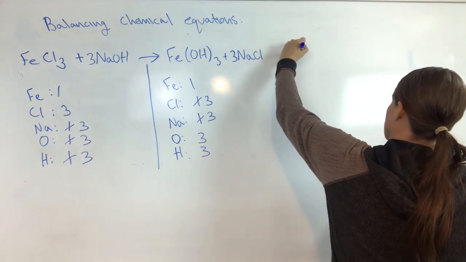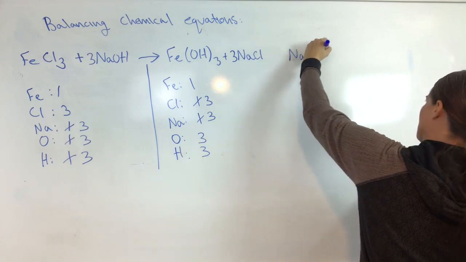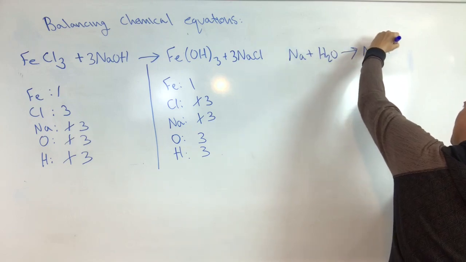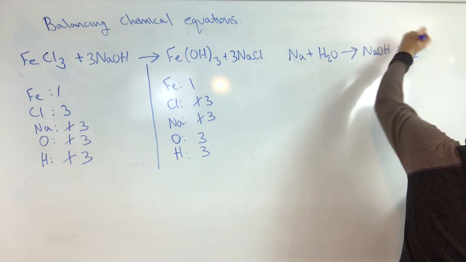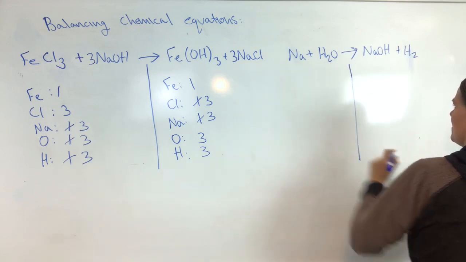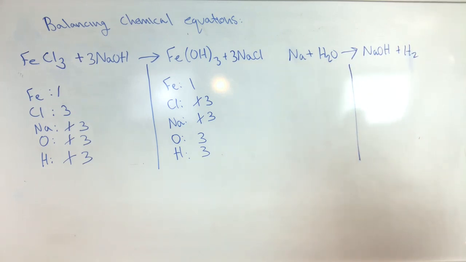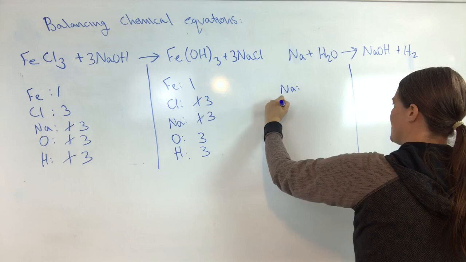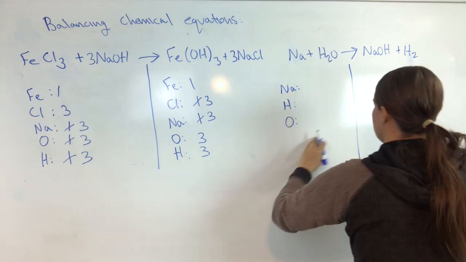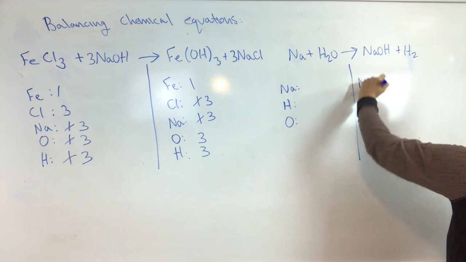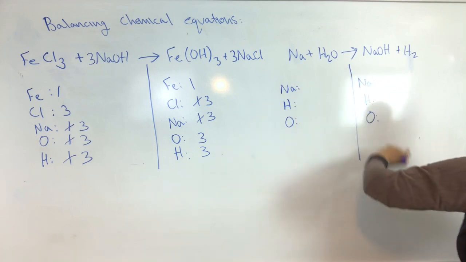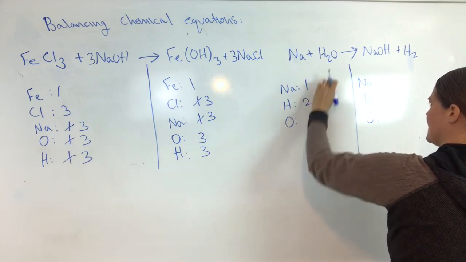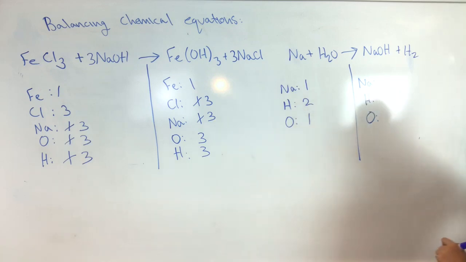Let's say that we have sodium and it's reacting with water, and we're getting sodium hydroxide and hydrogen gas. Okay, so we're just going to do an inventory of what we have on both sides. So we have sodium, we have hydrogen, and we have oxygen. And then coming over here, we're just going to list these. So sodium, hydrogen, and oxygen. So we have 1 sodium, we have 2 hydrogens, and we have 1 oxygen.